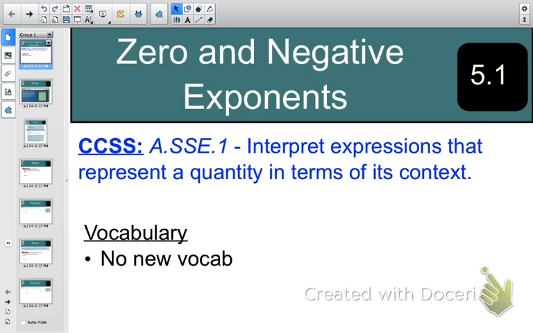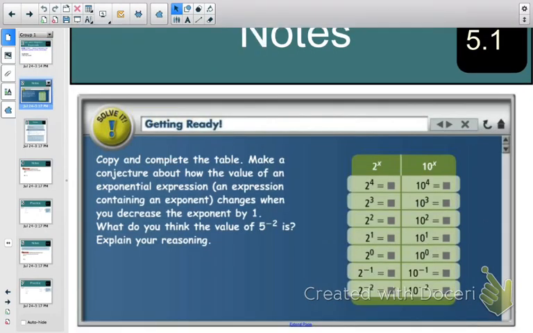Okay, so our Common Core State Standard is ASSE1, which says interpret expressions that represent a quantity in terms of its context. So basically just looking at different kinds of functions and saying what they represent. Okay, so first, this says to copy and complete the table, basically just reviewing what your exponent rules are.